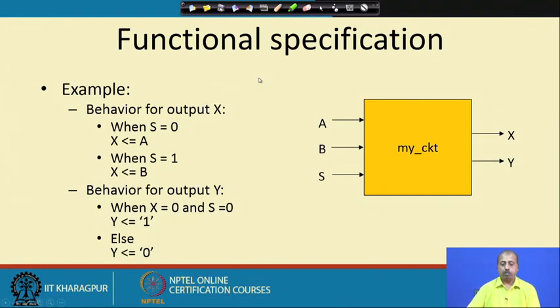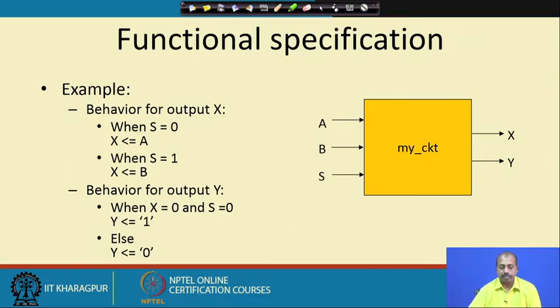Next, we will be looking into the functional specification. Like we can say, the behavior for output x: when s equal to 0, x is assigned a, and when s equal to 1, x is assigned b. And the behavior of y is, when x equal to 0 and s equal to 0, then y is equal to 1, else y equal to 0. So, this may be the description of my circuit.